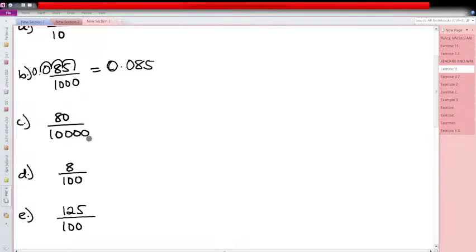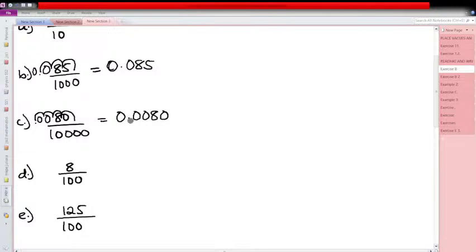C, this is of tens of thousands. So you also move the decimal point 4 times to the left. This becomes 1, 2, 3, 4. And I'm going to be having zeros here. So the decimal point is here. So this is equal to 0.0080. Now, what this means is that you can just look at it and know that this happens to be in the 10,000 place value.